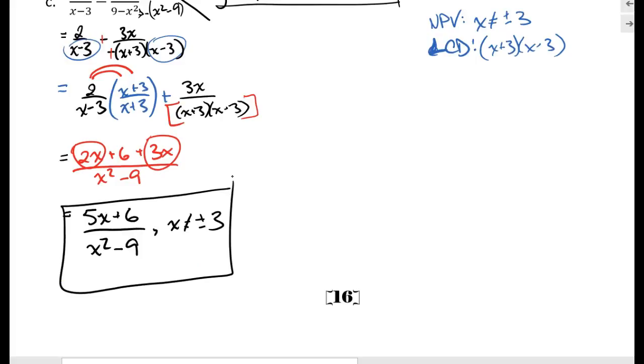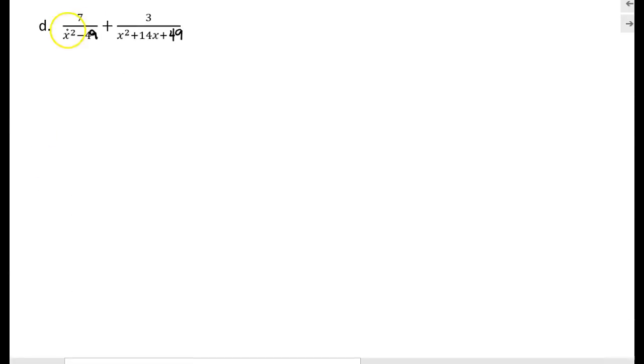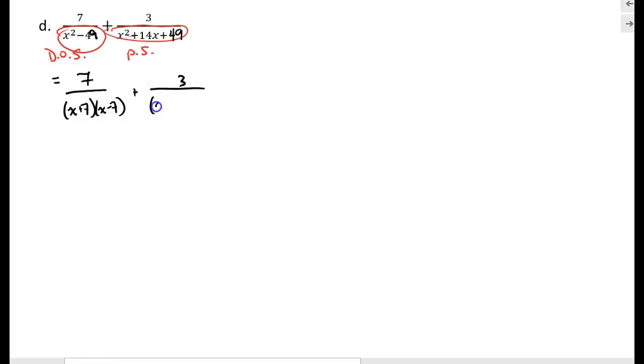Okay, so that's how we do our common denominator. We're always looking for all the different factors that need to contribute. We've got 7 over x squared minus 49 and 3 over x squared plus 14x plus 49. So I'm going to notice right away that this is my difference of squares, and this is actually a perfect square. So I know I can factor both of those denominators now, so we've got a little bit more to do. So I've got 7 divided by x plus 7, x minus 7 in my first rational expression. My second expression is going to be x plus 7 squared.